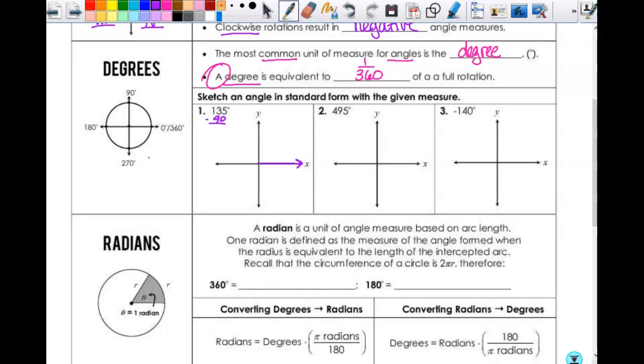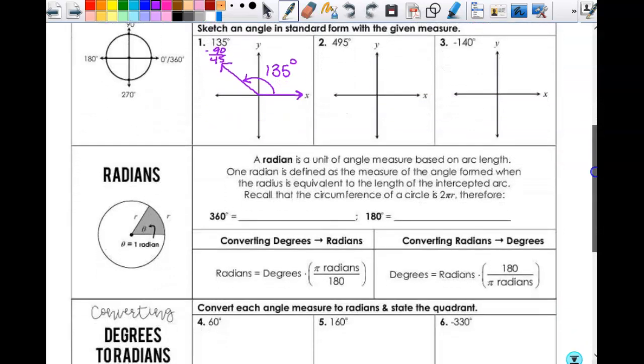If I subtract 90 from 135, I get 45, okay? So that means I go 90 degrees and then another 45, which means I know that that is halfway. It's going to look like this. This right here is 135 degrees. And you show that you're doing that positive rotation. We good? All right.